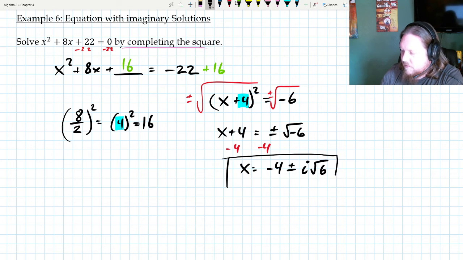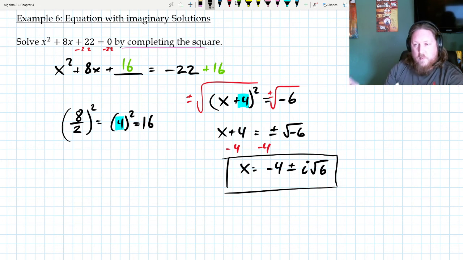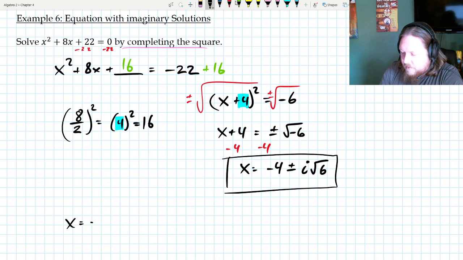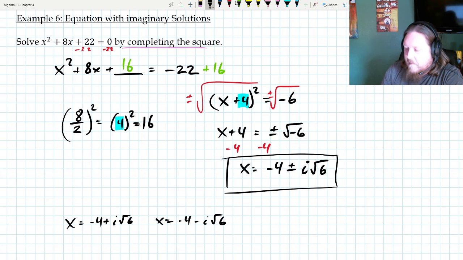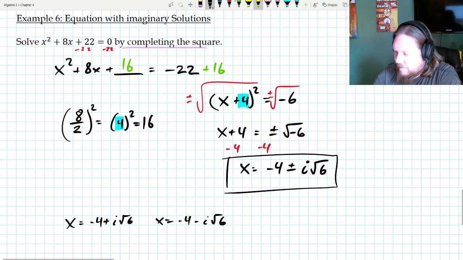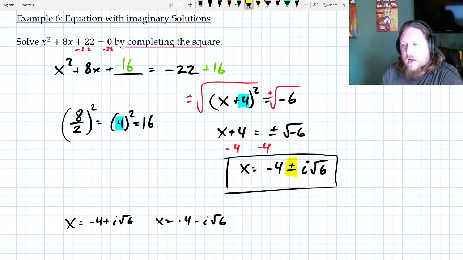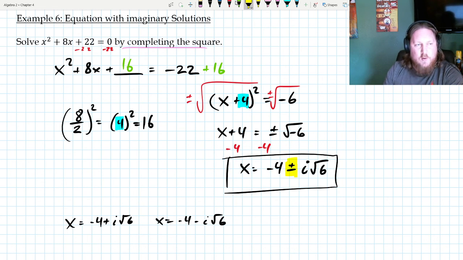And that is my answer. Of course, there are two answers here. x equals negative 4 plus i root 6, and x equals negative 4 minus i root 6. But if you are careful about making sure that you've got your plus or minus in there when you're writing it down, then you should be fine. These two things are exactly the same. So either way you want to write it will work just fine.